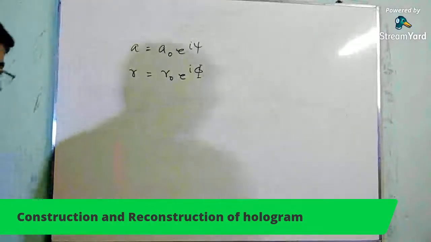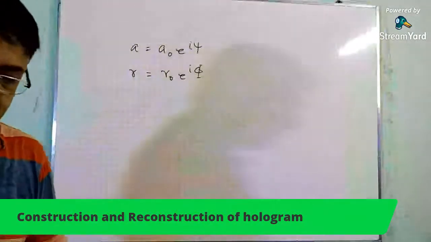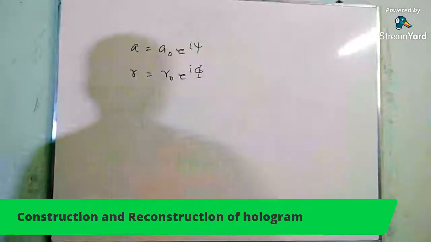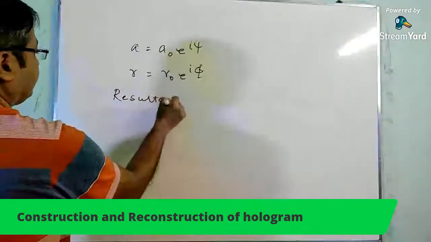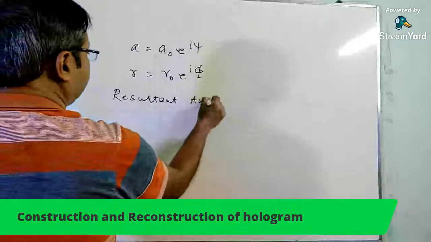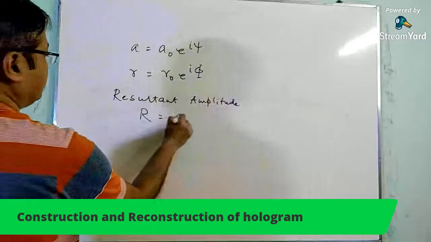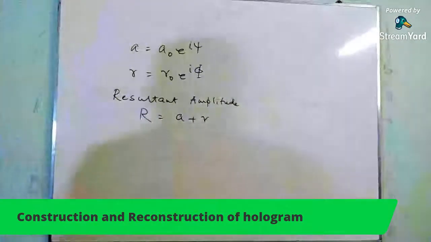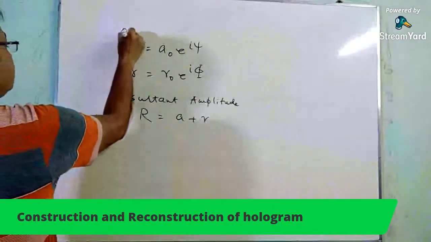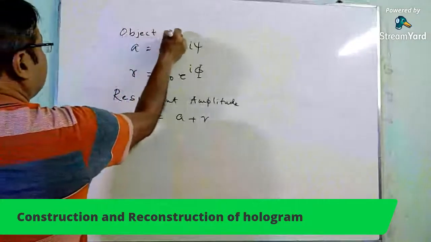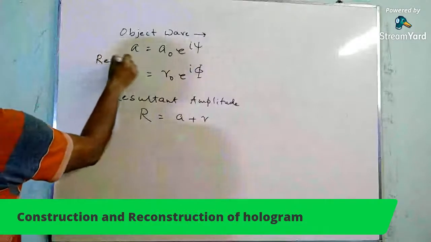Now as they are phase correlated and maintain coherency, the resultant complex amplitude is R equals A plus r. Here A is the object wave, and r is the reference beam.